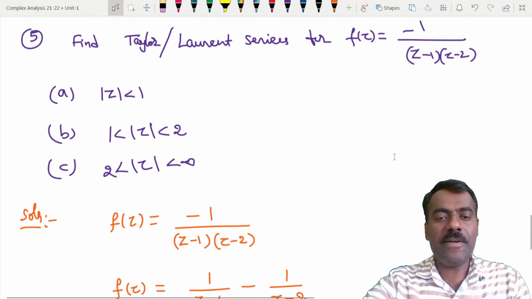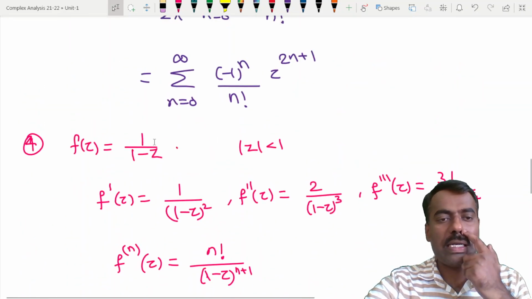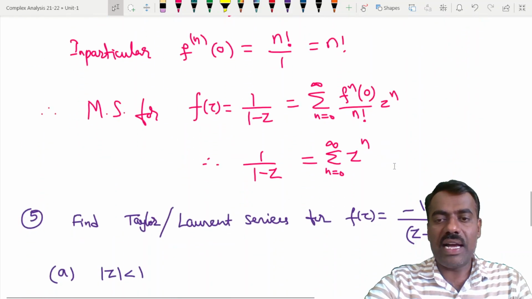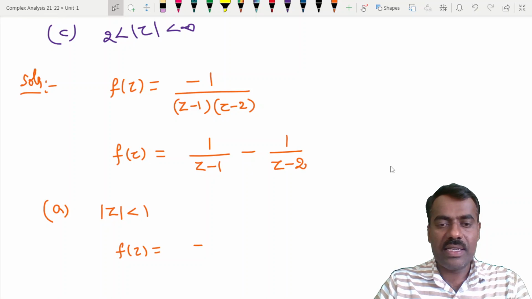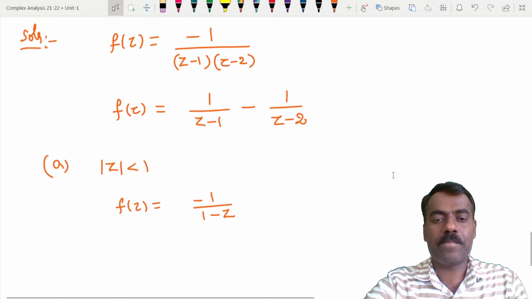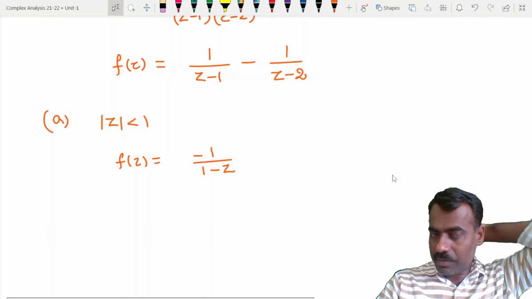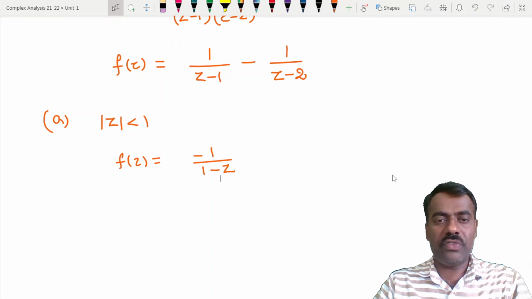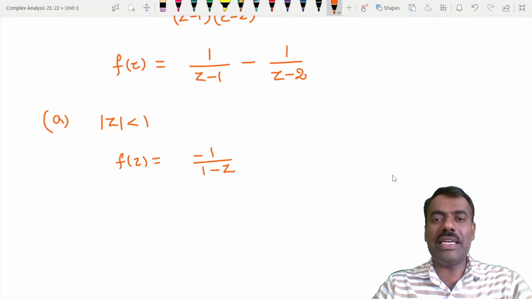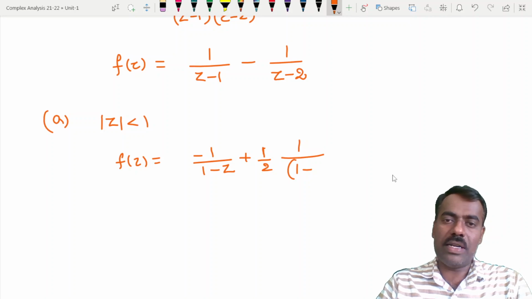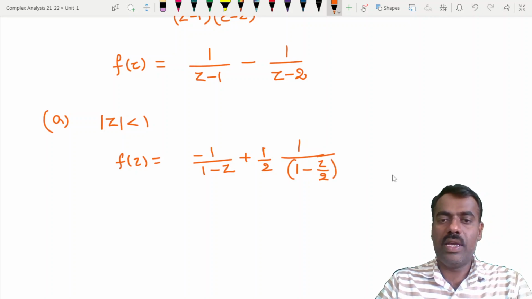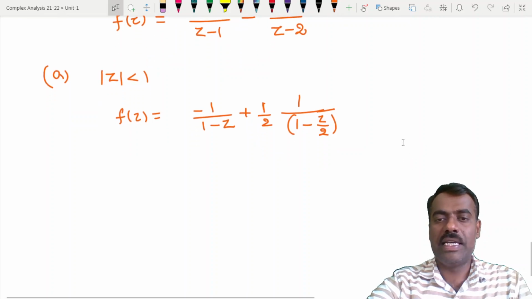When mod z is less than 1, f of z has the 1 by 1 minus z part, which already has the expansion summation z power n. So obviously I can write f of z as minus 1 by 1 minus z. I have taken minus common here. Then similarly, this we have to write in such a way that it fits in this domain. So in place of z we will take z by 2. Here we take minus 2 common, so it becomes plus half, then 1 minus z by 2. Here it was z minus 2, so we have taken minus, that's why it becomes plus, right? That is the only thing we did.